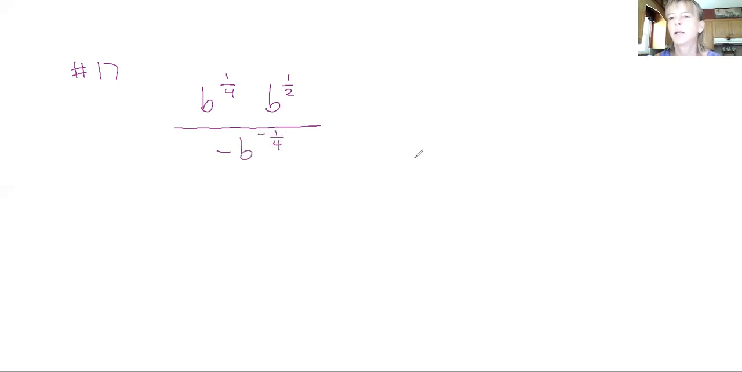Another thing is a negative exponent never makes a negative term. The problem with this one here is that this is also a negative, but those don't cancel each other. Don't get that confused.